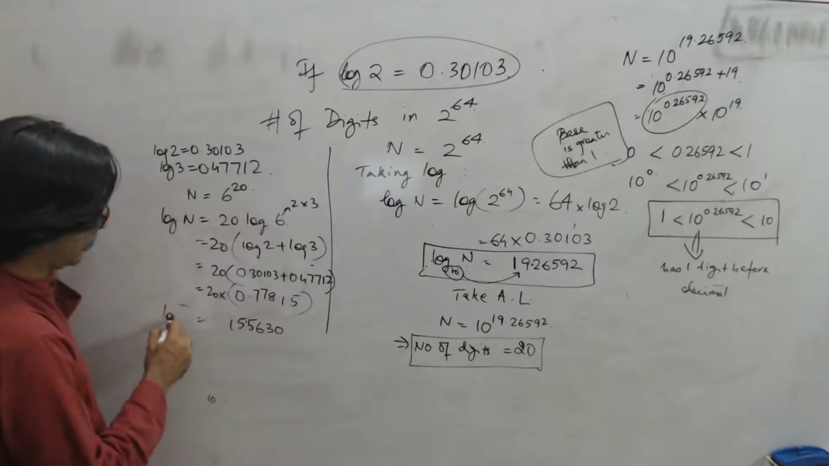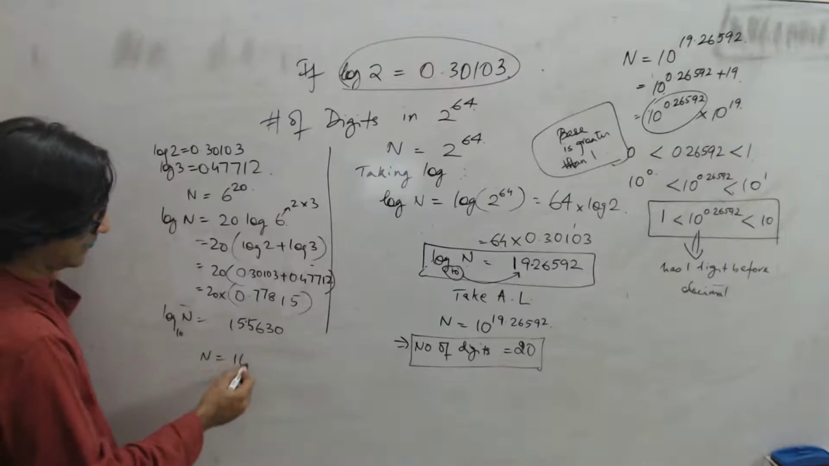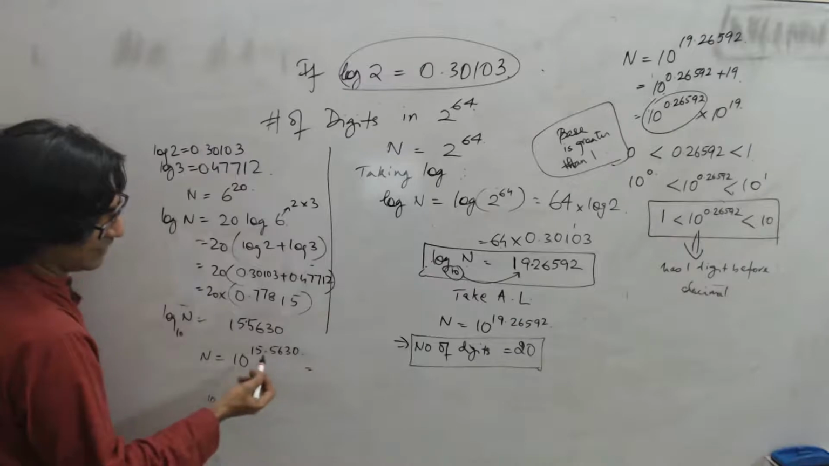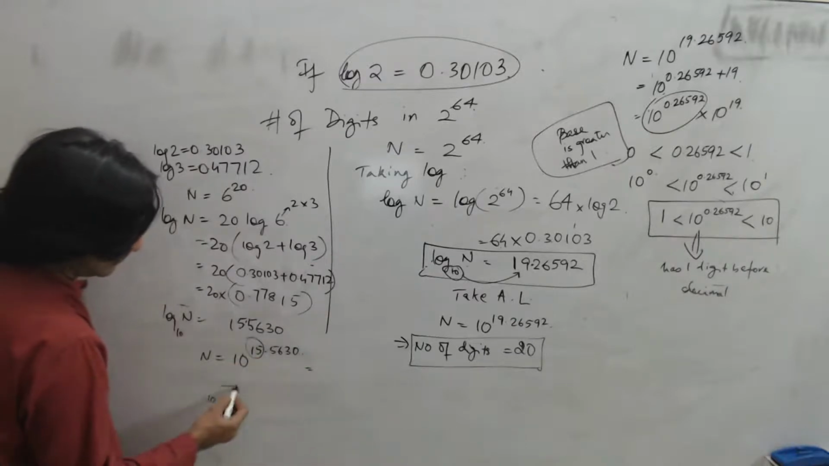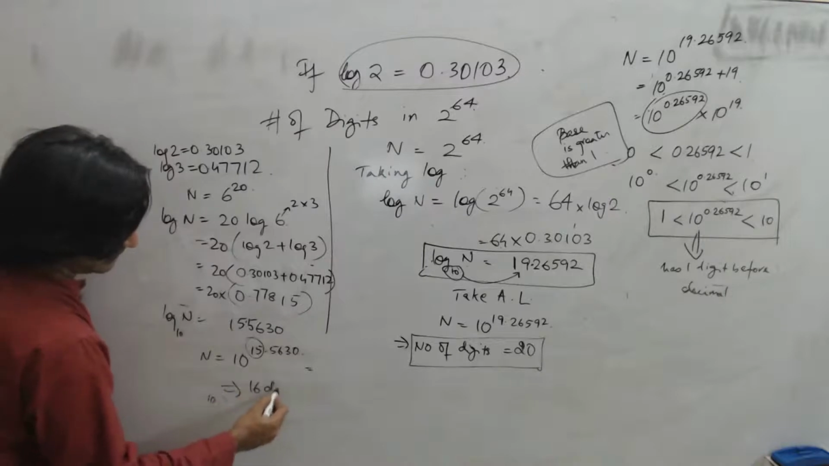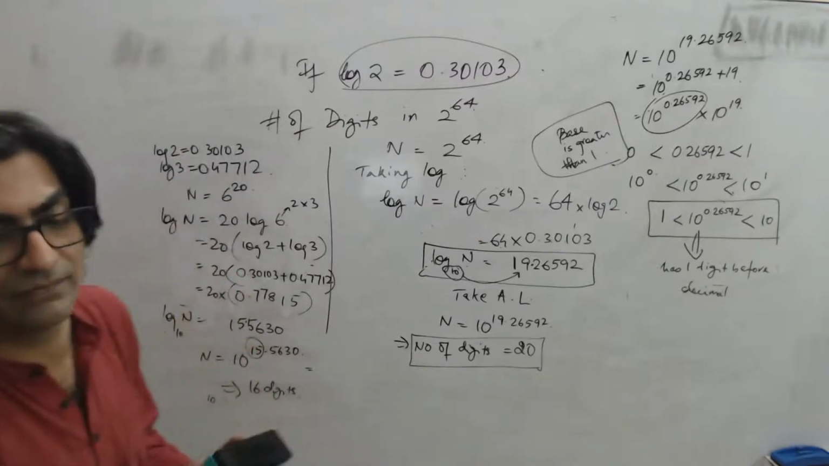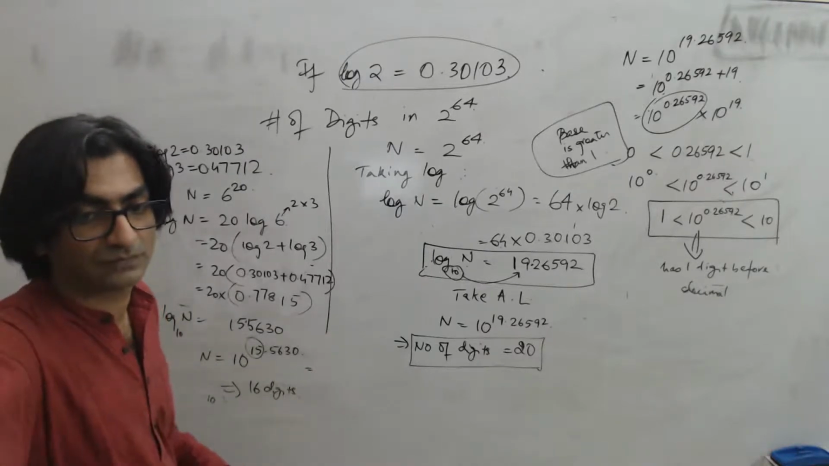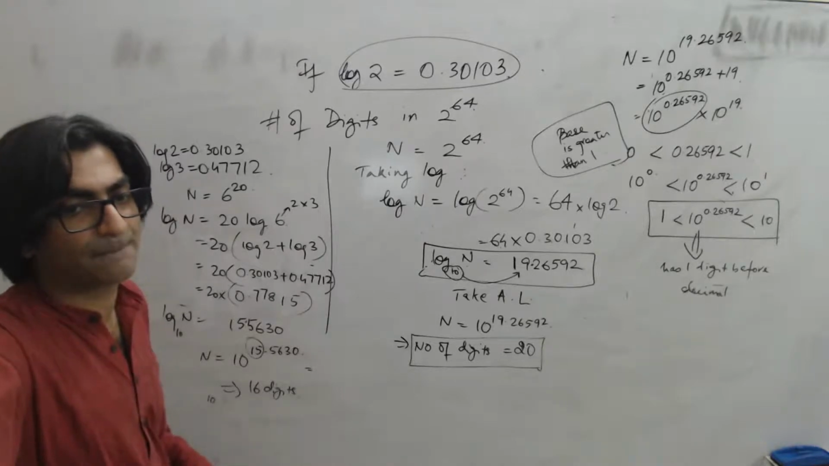This becomes 15.563. If this is log of n, then taking an anti-log, n must be 10 to the power 15.563. The moment I get to this point, I know to increment this by 1 and end up getting 16. So the given number n will have 16 digits.